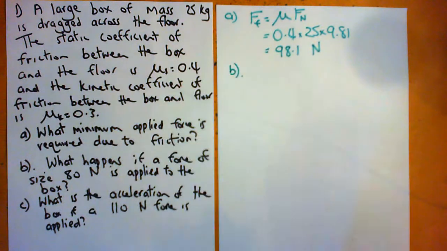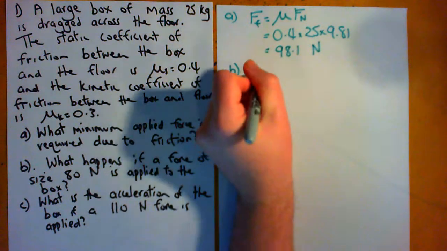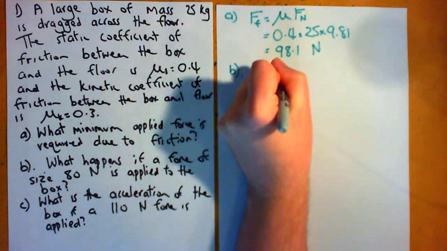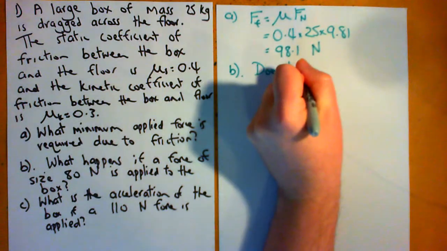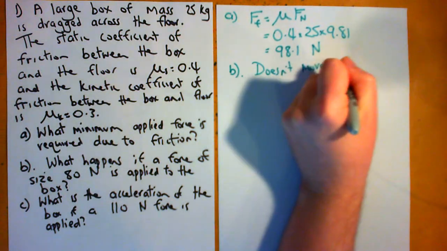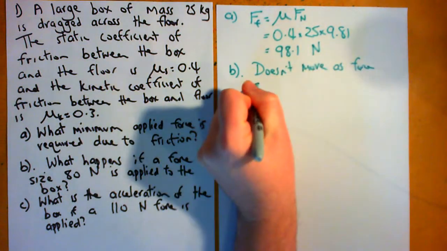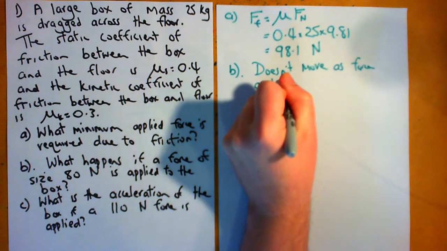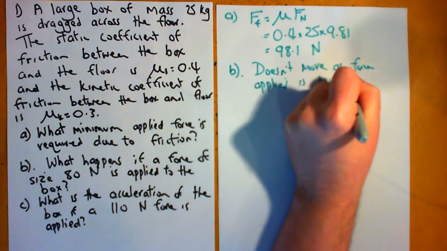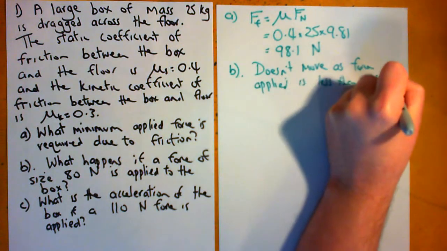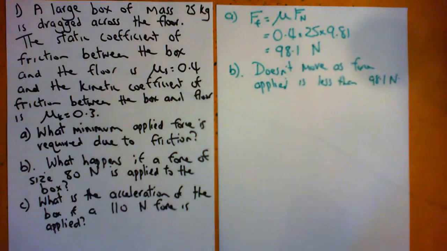Part B, what happens if a force of size 80 newtons is applied to the box? It won't move because not enough of a force is exerted to overcome friction, so it doesn't move as the force applied is less than 98.1 newtons. So that's not going to move there.